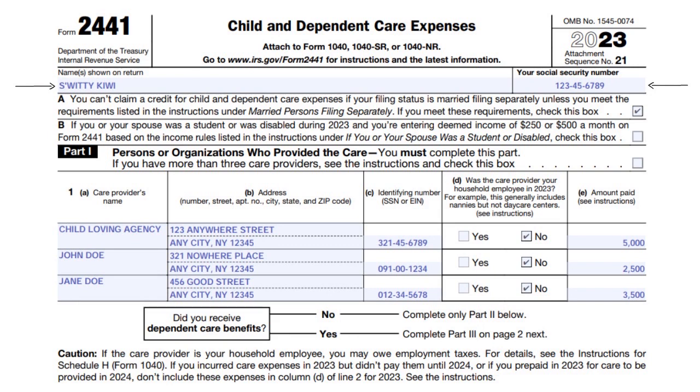Now the second row here, you have a person. You don't have an organization. You have a person. You put that person's social, and you have to answer the same question in column D, and the amount paid. And you do the same thing for the third provider. So long story short, pretty straightforward. You have to specify whether it was a person who provided the care or an organization, and put the required social security number or employer identification number.